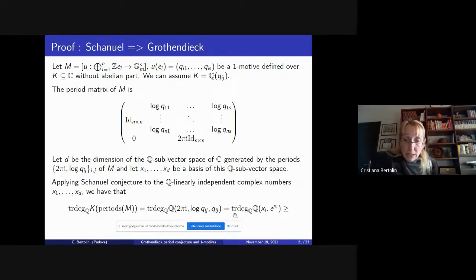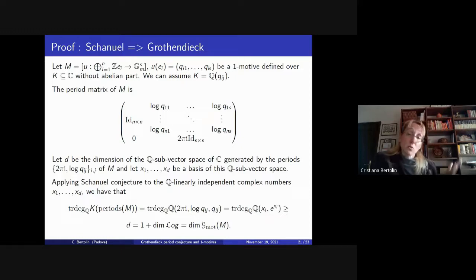And I know that this is equal to the transcendence degree of the field generated over Q by the xi, e to the xi. And by Schanuel, we know that this is bigger or equal to d, and this d is 1 plus the dimension of the vector space that I call logarithm, and this is exactly the dimension of the motivic Galois group of M. So in this direction, we have shown Grothendieck applied to a 1-motive without abelian part using Schanuel.